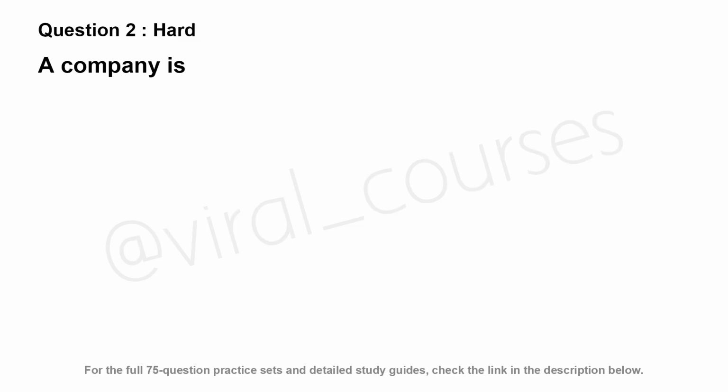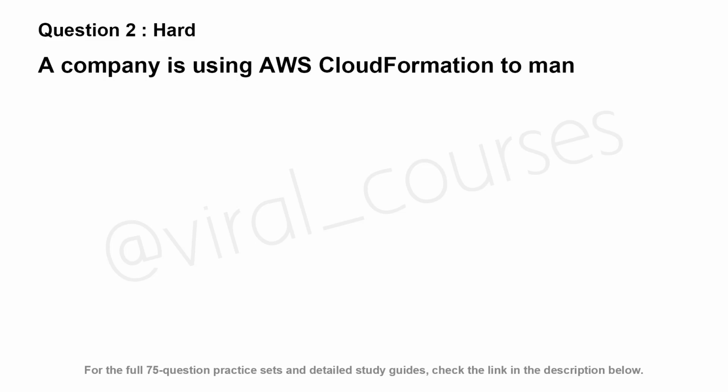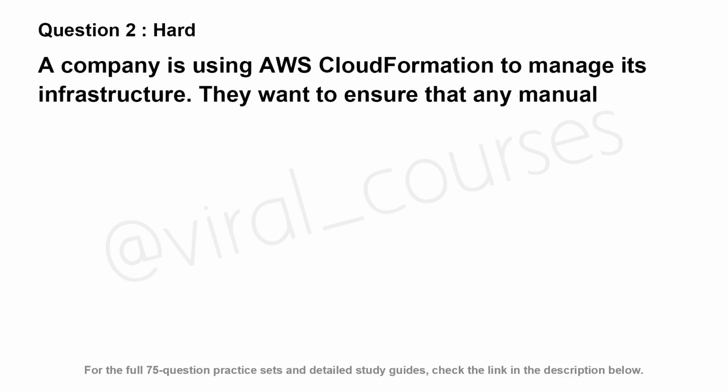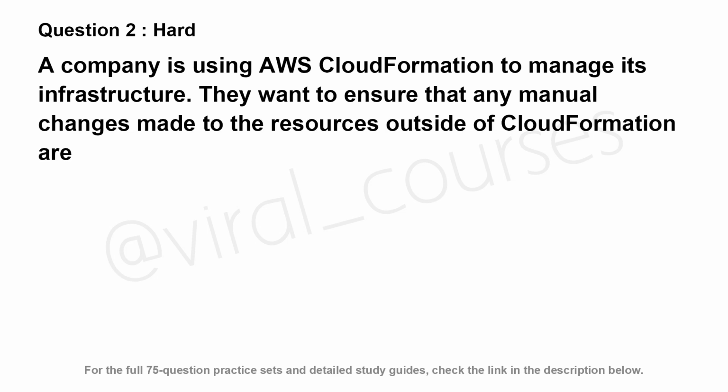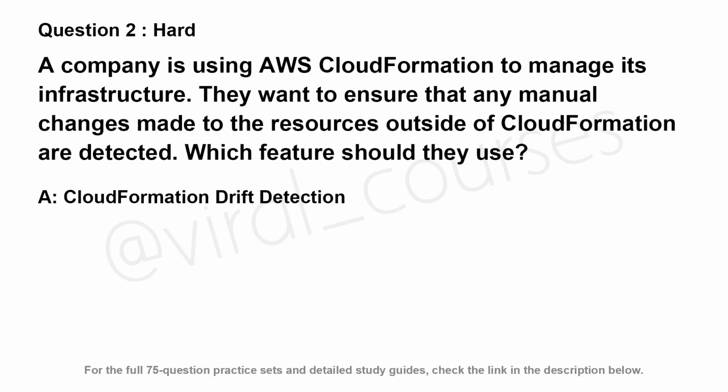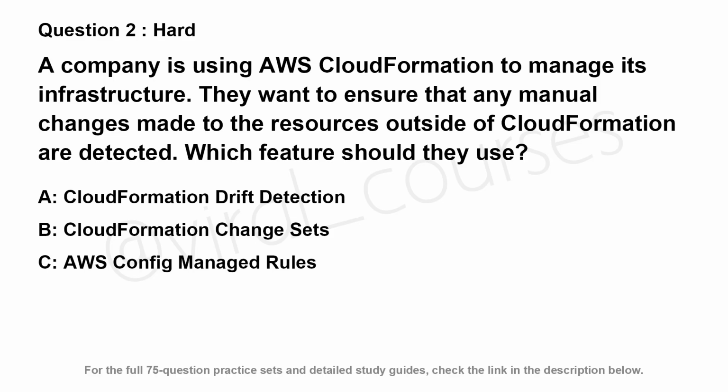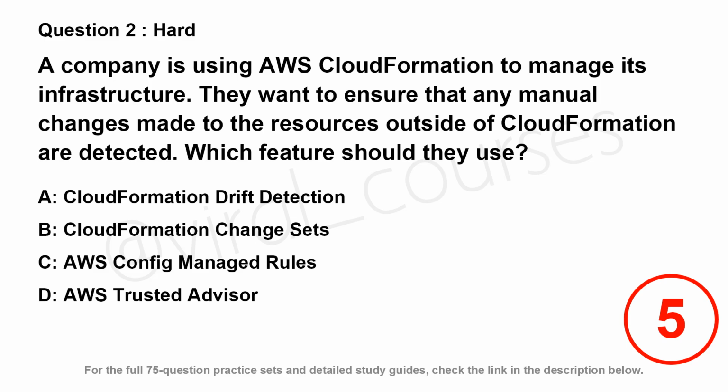A company is using AWS CloudFormation to manage its infrastructure. They want to ensure that any manual changes made to the resources outside of CloudFormation are detected. Which feature should they use? Option A. CloudFormation drift detection. Option B. CloudFormation change sets. Option C. AWS Config managed rules. Option D. AWS Trusted Advisor.